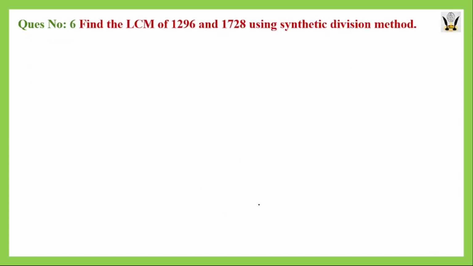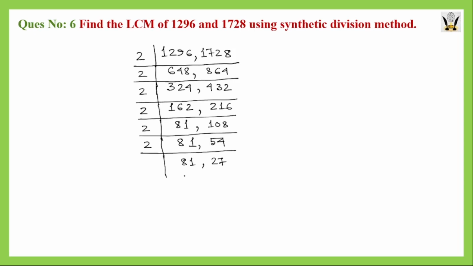Now the next problem sum says that we have to find the LCM of these two given numbers by using the synthetic division method. So first we will write these two numbers and then we will divide by the possible lowest prime numbers that we can divide by. So here both the numbers are even numbers, so both the numbers will be divisible by 2, which is a prime number. And if we do that, now we are left with 81 and 27, and both the numbers are not even numbers, so we cannot further divide by 2. And between 81 and 27 the common divisor is 3, so further we will divide by 3.